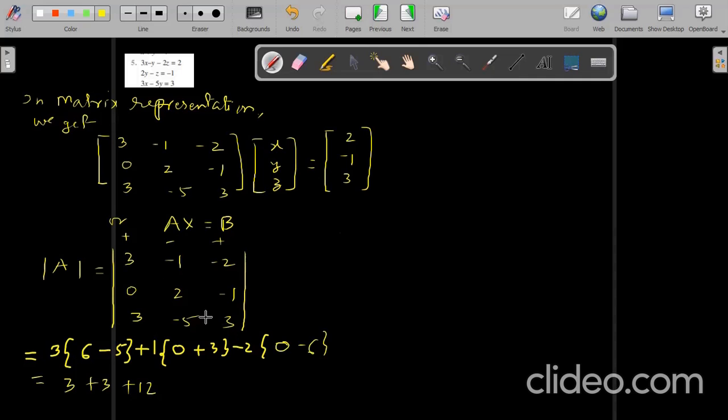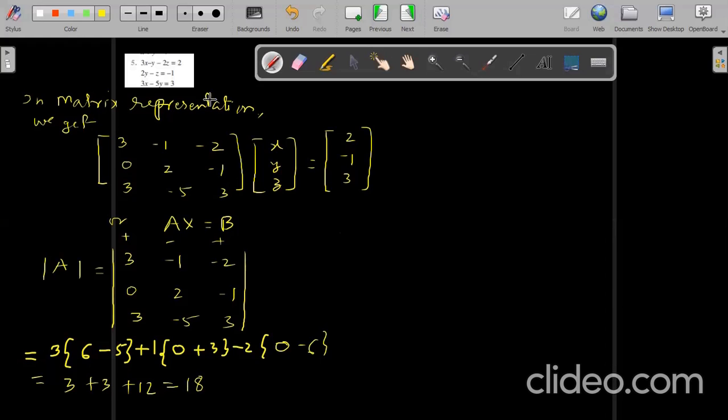2 3 is a 6, then minus minus plus, plus minus minus, then minus minus plus 0 into minus minus plus 3, then minus 2, minus 2 0 minus 6 and minus plus 12. So we get 18. We get 18.